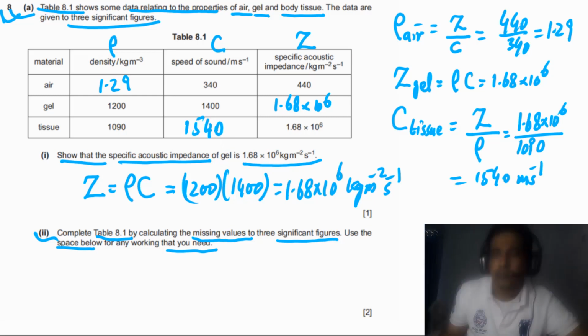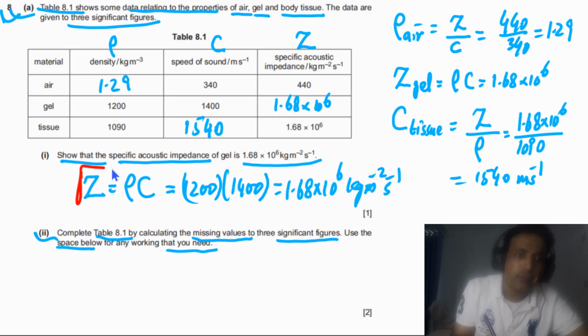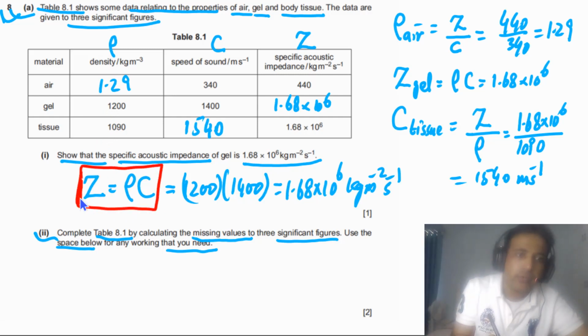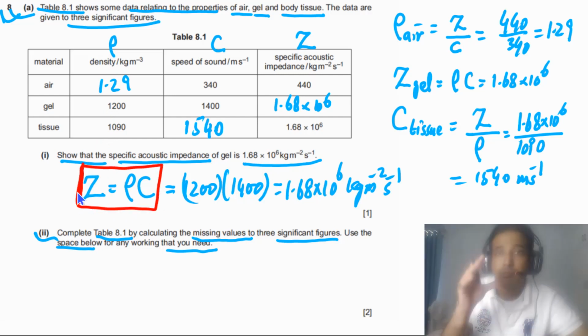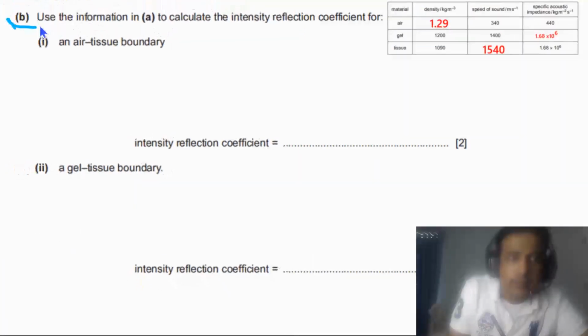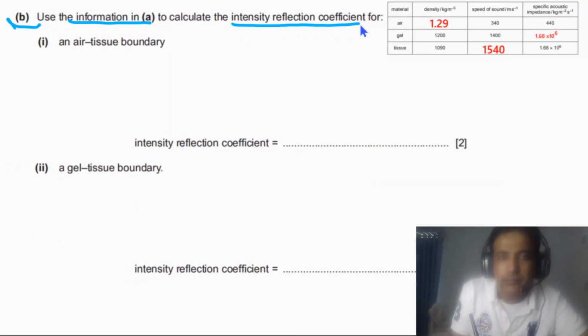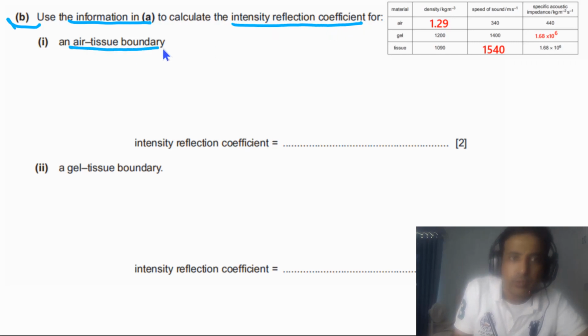Simply for this part of the question, you need to understand this formula. You need to understand acoustic impedance is the product of density of the medium times speed of sound in that medium. Part B says use the information in A to calculate the intensity reflection coefficient for air tissue boundary and for gel tissue boundary.